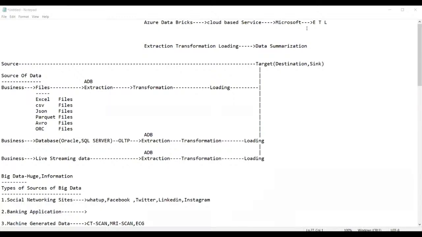And so with Azure Databricks, what kind of data do we usually handle, structured or non-structured? Unstructured, semi-structured, and structured. All three of them we will handle, basically. Mostly you will have semi-structured data.